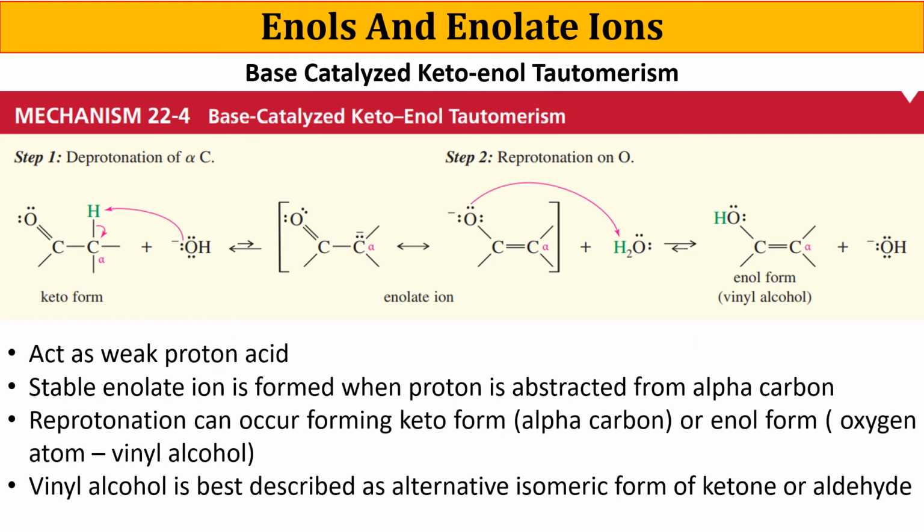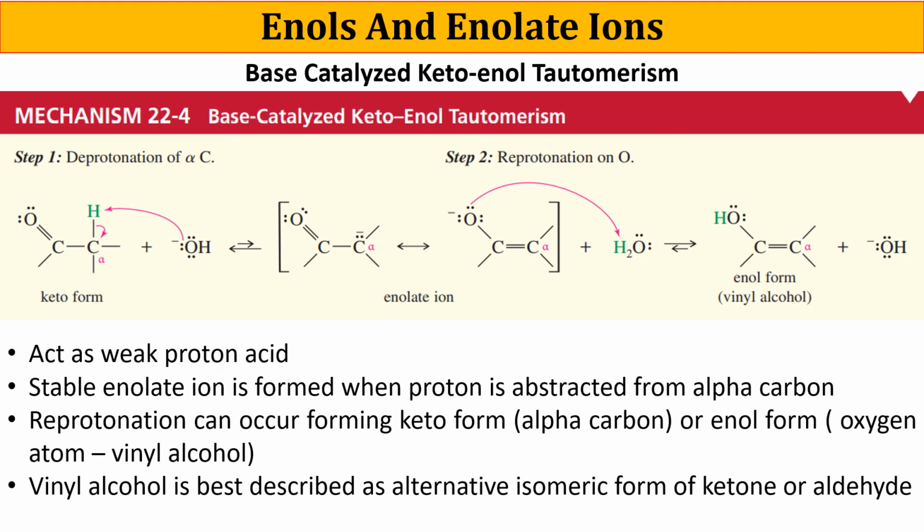Enol and enolate ions. In the presence of strong bases, ketones and aldehydes act as weak proton acids. A proton on the alpha carbon atom is abstracted to form a resonance stabilized enolate ion, with the negative charge spread over the carbon atom and an oxygen atom. Reprotonation can occur either on the alpha carbon, returning to the keto form, or on the oxygen atom, giving a vinyl alcohol or the enol form. For simple ketones and aldehydes, the keto form predominates. Therefore, a vinyl alcohol or enol is best described as an alternative isomeric form of a ketone or aldehyde.